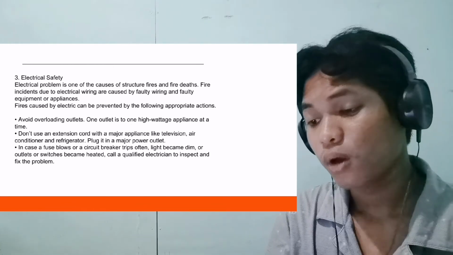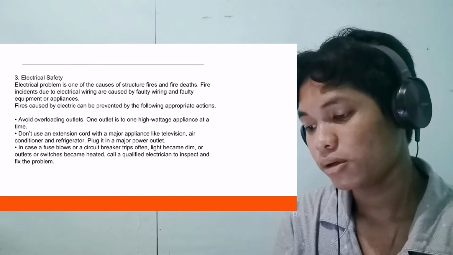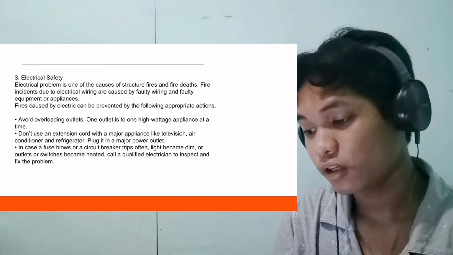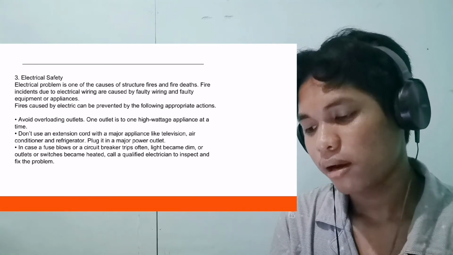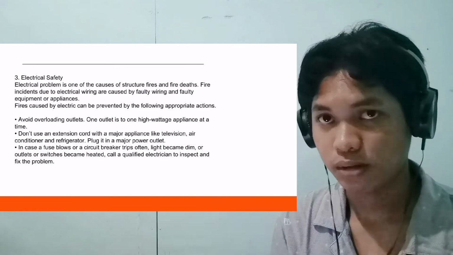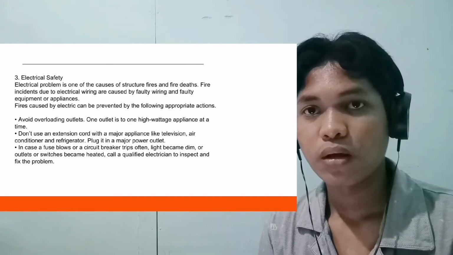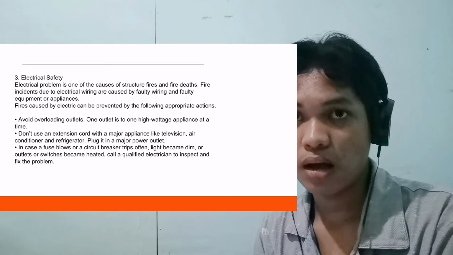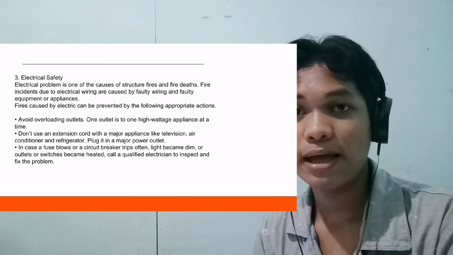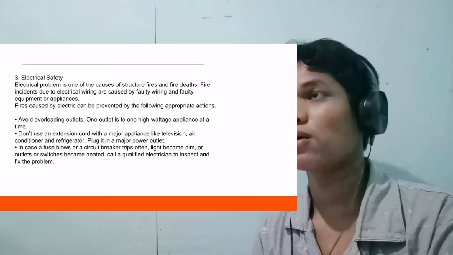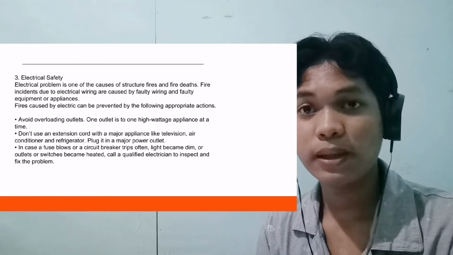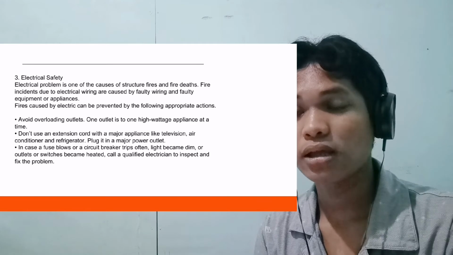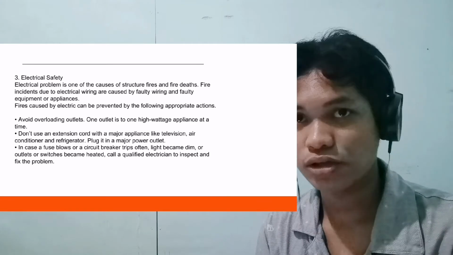Number 2. Don't use an extension cord with major appliances like televisions, air conditioners, and refrigerators. Plug them in a major power outlet. So, let's not plug our big appliances like the refrigerator and air conditioner into extension cords. We should plug them into our major outlet and not an extension cord.